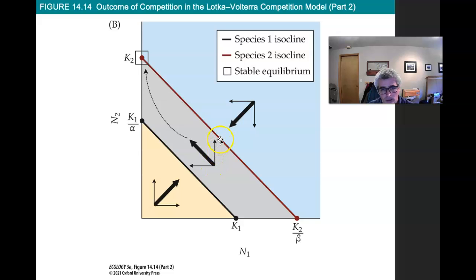But we're below, and if you ignore that isocline and we just look at the isocline for N2, and we're right here, that's going to be an increase. So we're in this zone where we're overpopulated for population 1 and underpopulated for population 2. So the populations will move around and eventually stabilize at carrying capacity for species 2. In that case, species 2 would be the winner at the cost of species 1, with species 1 being at 0.